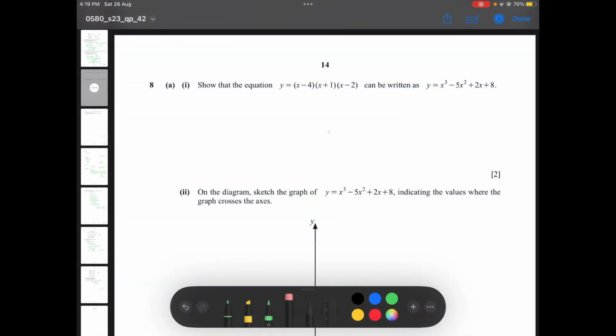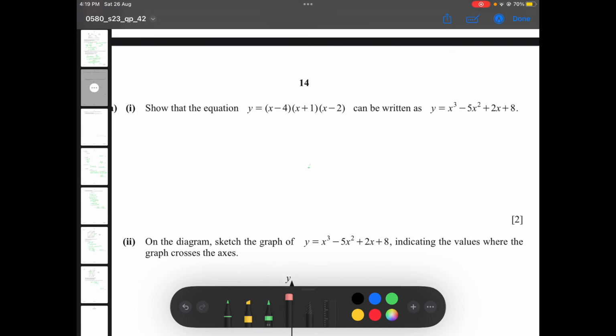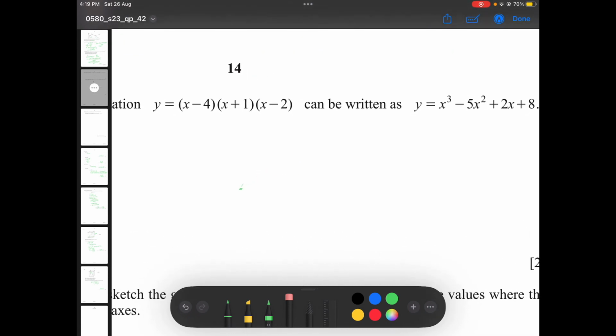Alright, now let's move on to question number 8. Now the first part shows that the equation can be written as x cubed. So we basically have to expand this equation. When you're expanding this equation, that's going to be x squared. When you multiply this with this, x squared plus x minus 4x minus 4, which equals x squared minus 3x, 1 minus 4 is negative 3x, minus 4, multiplied with x minus 2.